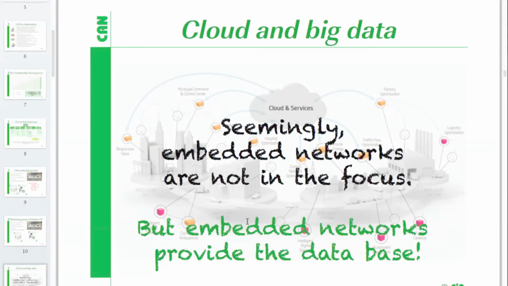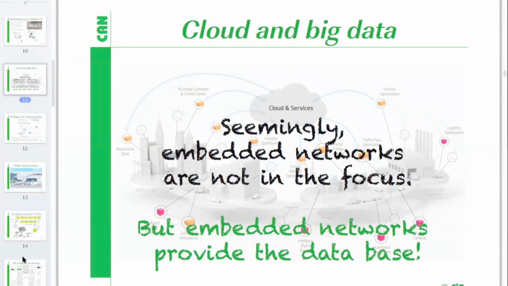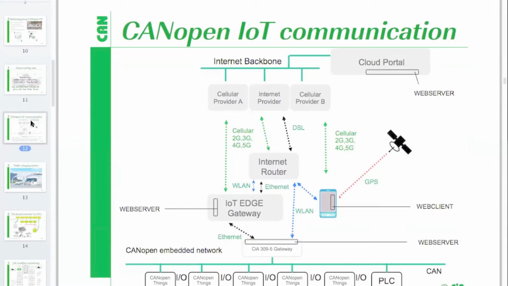So what we actually do in this one will be nicely shown by examples. This slide shows how we, as the CAN Automation organization, how our members see embedded CANopen networks. How do we get to the data on the CANopen networks?